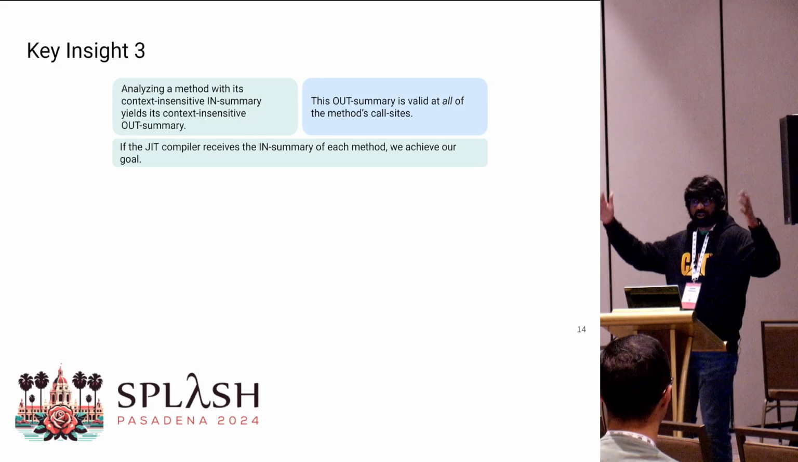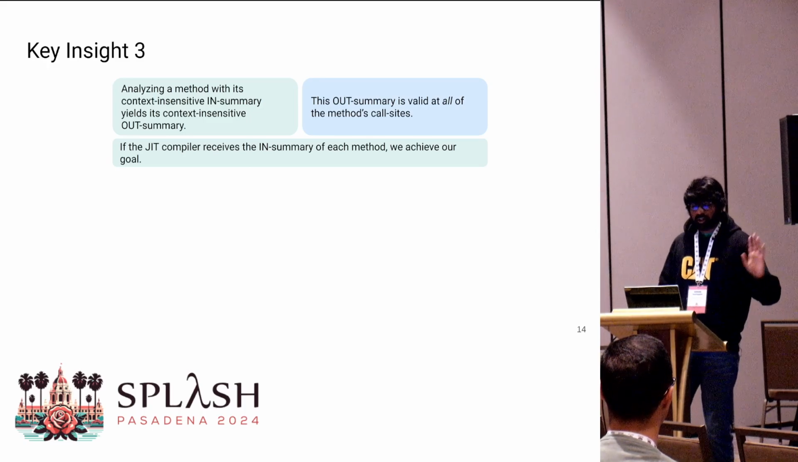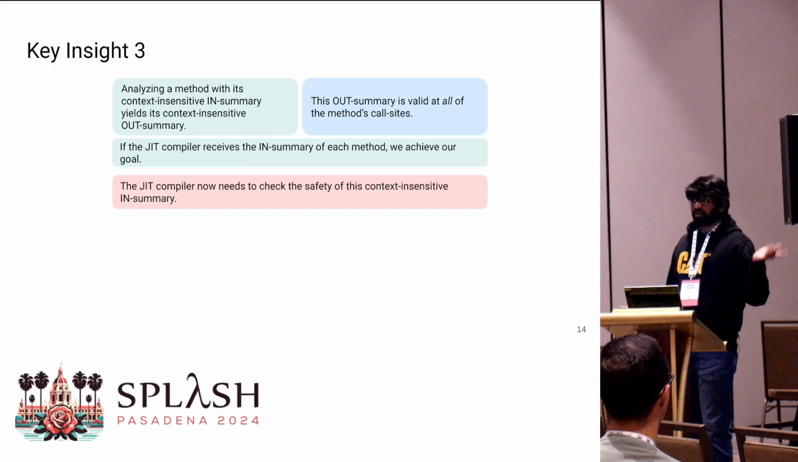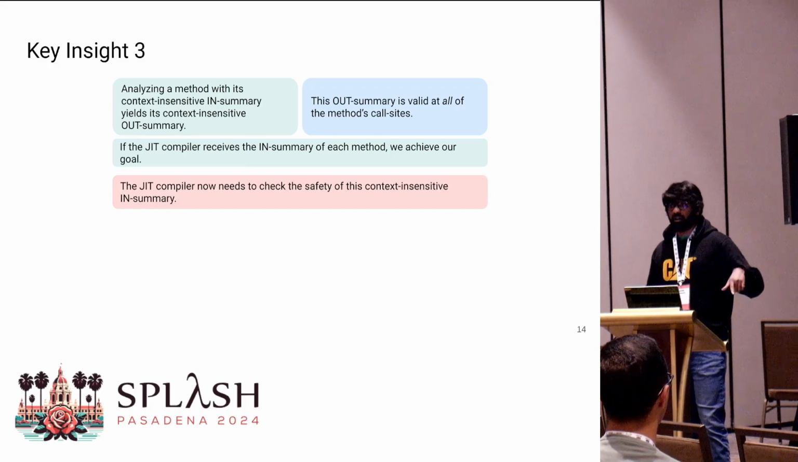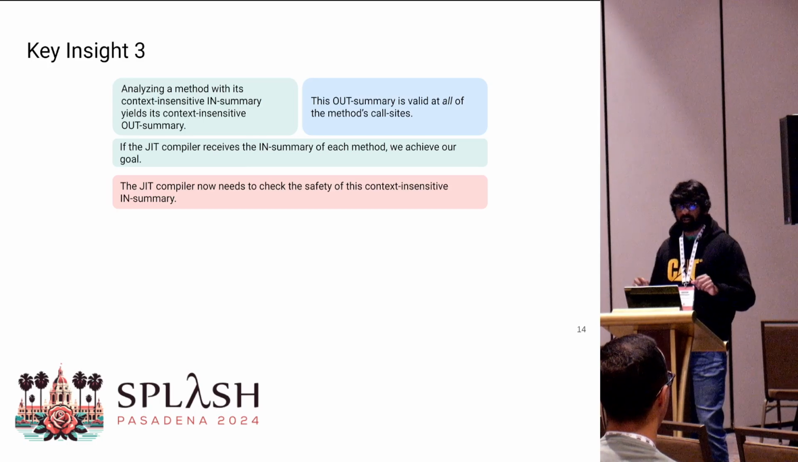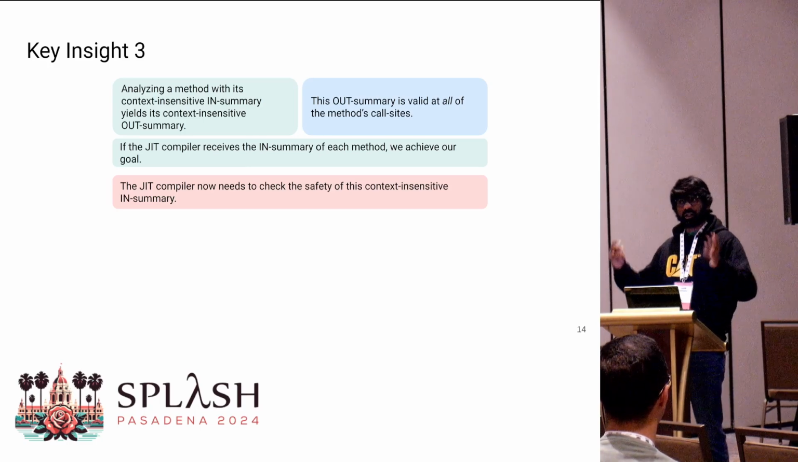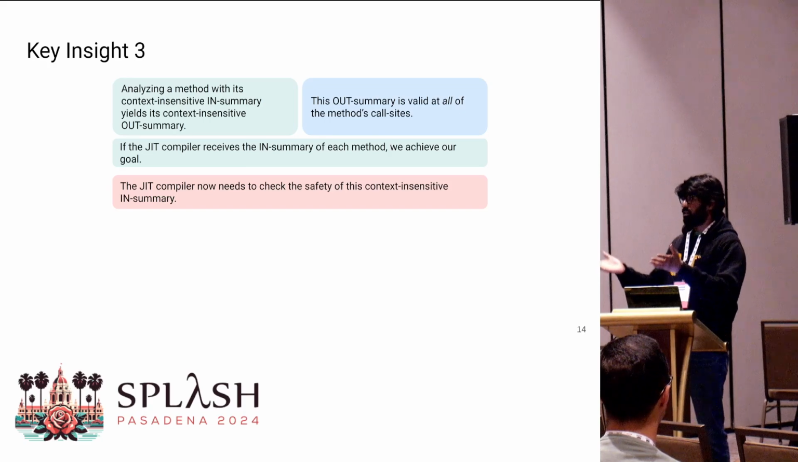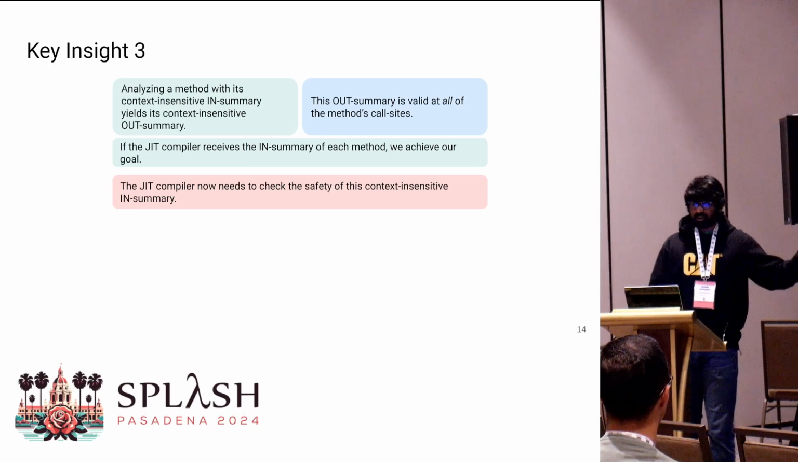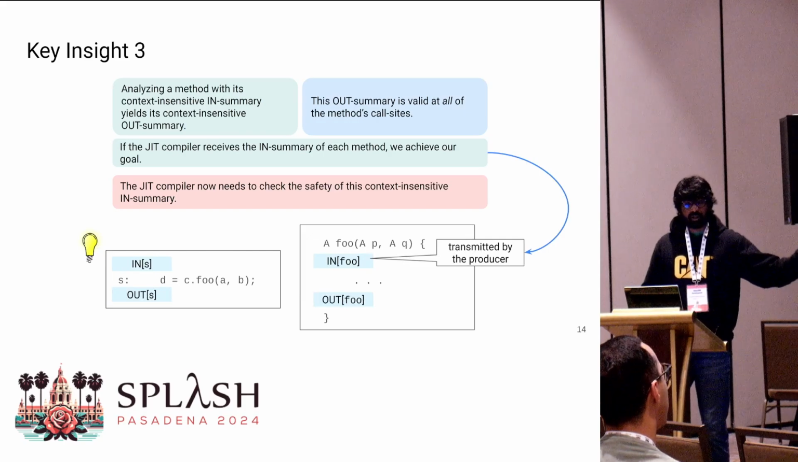The consumer just needs to use it, and then you're done. Everything's good. That is true, but now all you have done is introduce another data item that the JIT compiler cannot trust, and it needs to check the soundness of, right? So let's look at how we do that, and this is best explained pictorially.